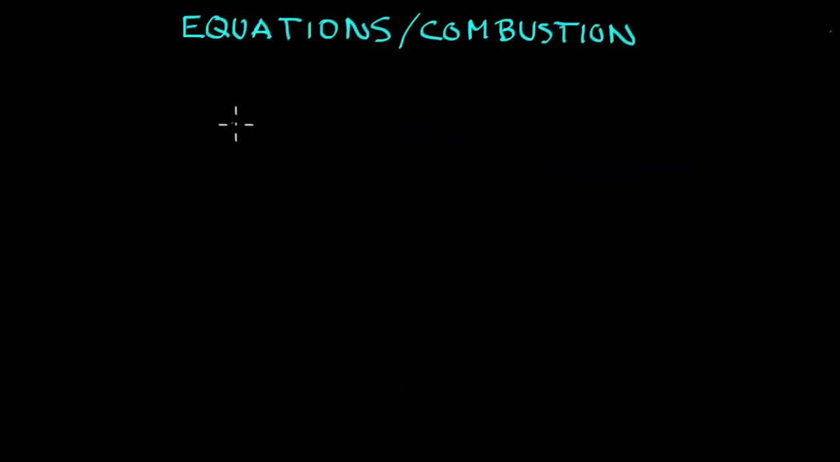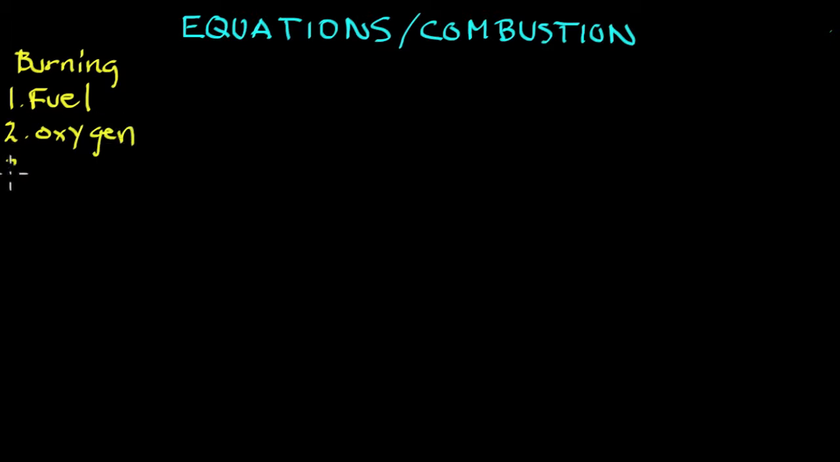In this session, we're going to talk about the combustion equation. To have combustion, which we can sometimes call burning, first of all, you have to have a fuel. Secondly, you have to have oxygen. And third, you have to have a kindling point. That's a temperature at which combustion will occur. Below that temperature, it will not occur.